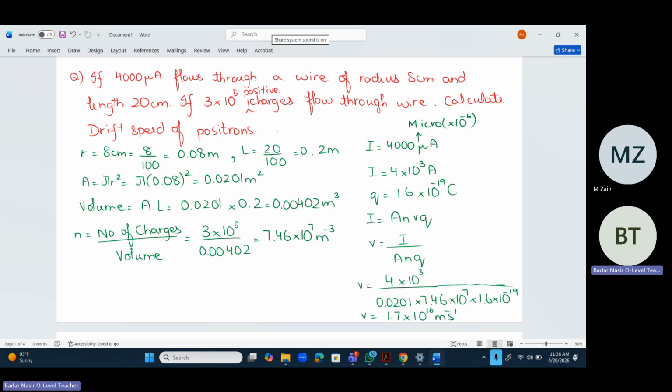So first of all, if there is any length that is in centimeter, convert it into meters. If the radius is given, find out the cross-sectional area of the wire. Use the formula pi r square for that. Then calculate the volume of the wire, multiply cross-sectional area with the length. Then you can find out the number density, which is number of charges per unit volume. So once you have that, make small v, drift speed, as the subject in the expression. V is equal to I over A N Q.